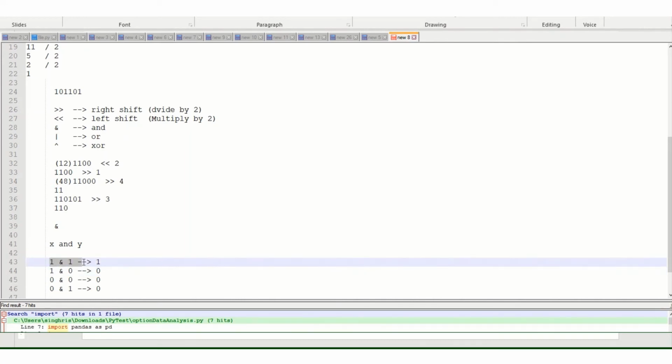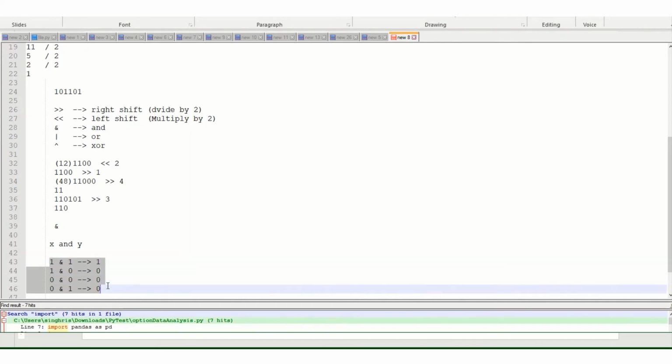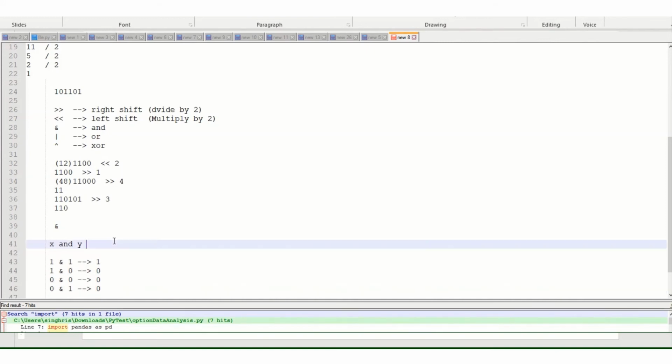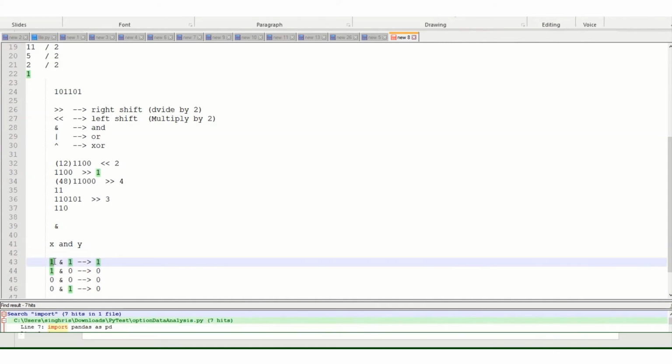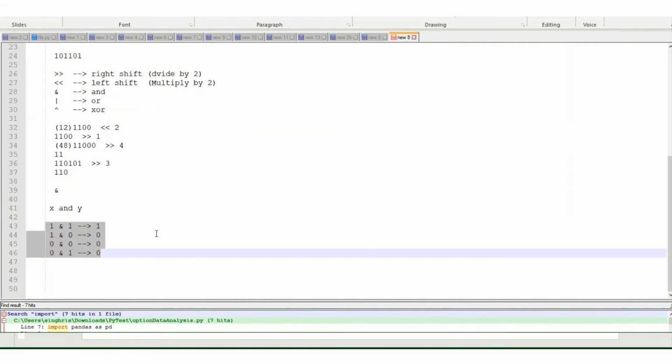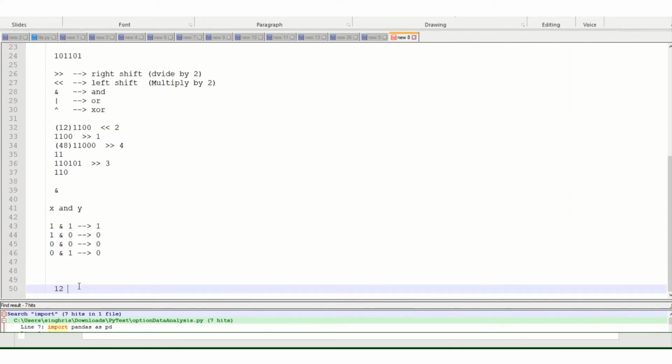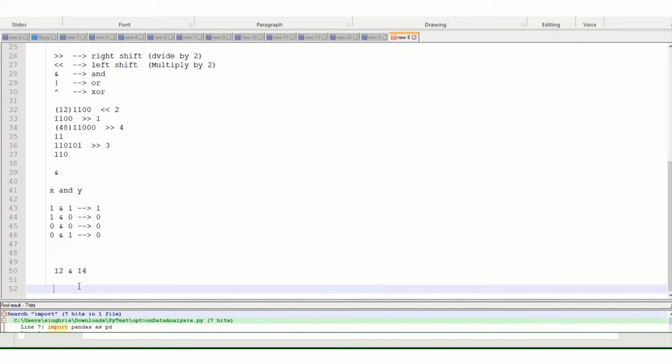If you know about the representation of a number, then you will know about bits and bytes. So just know that this is one bit only, and this operation is performed bitwise. Suppose you have two numbers, 12 and 14, and you want to perform the AND between these two numbers. What will actually be done?